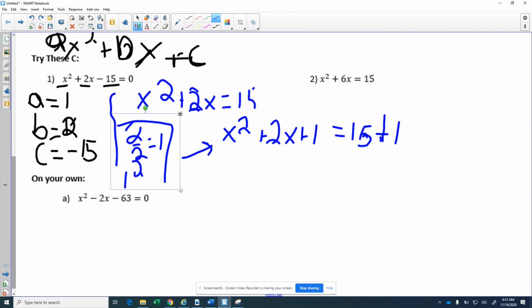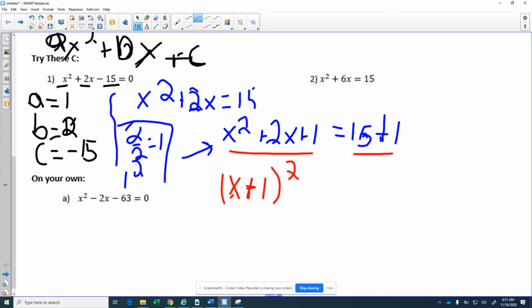We continue working this out. At this point, we basically have a value that is factorable, with an answer on the other side. If I were to factor x squared plus 2x plus 1, I could split that up into x plus 1 squared. That factors out to x plus 1 squared, and the other side comes out to be 16.